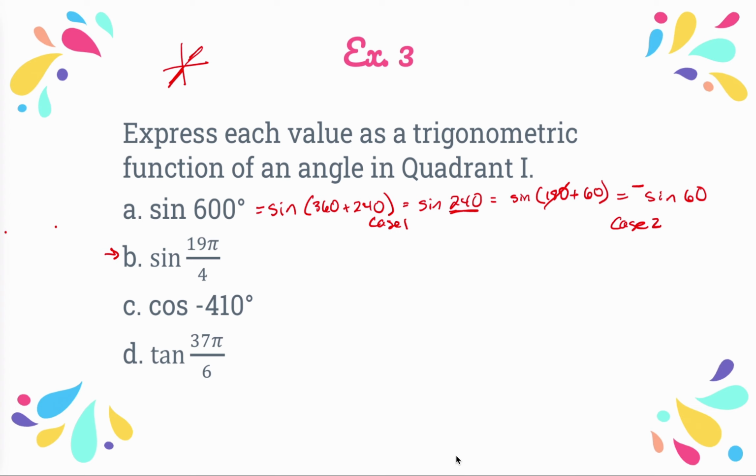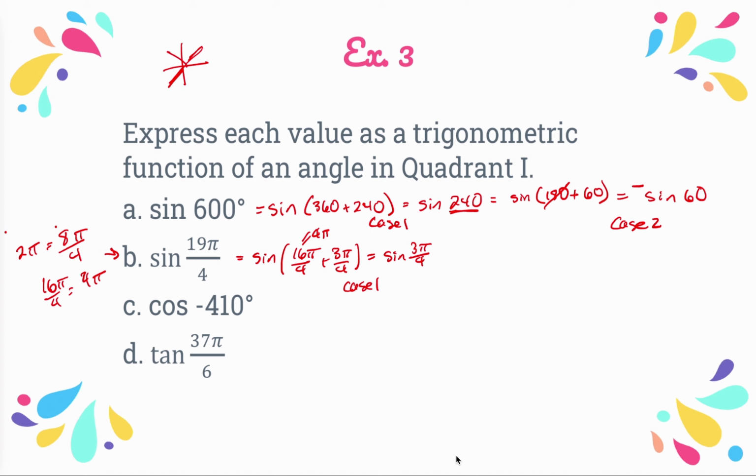This here, sine of 19 pi over 4, is bigger than 2 pi, because 2 pi is equal to 8 pi over 4. So for coterminal angles, we're actually going to do 16 pi over 4, which is 4 pi. That would be 2 whole loops around the circle. So we make this equal to sine of 16 pi over 4 plus 3 pi over 4. This is equal to 4 pi, that's 2 loops around the circle. And so according to case 1, this is equal to the sine of 3 pi over 4.